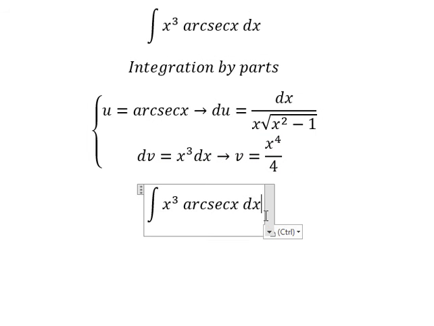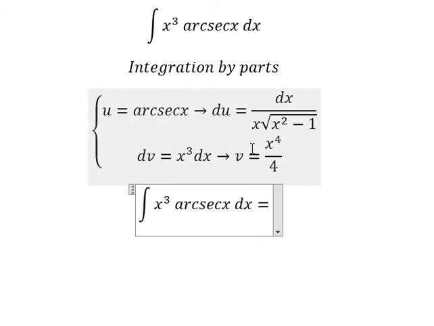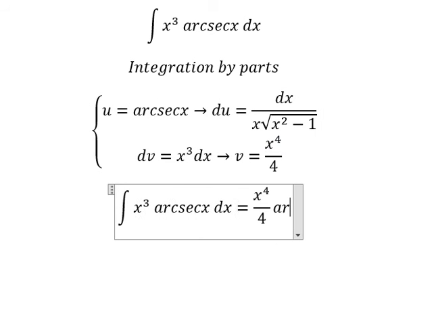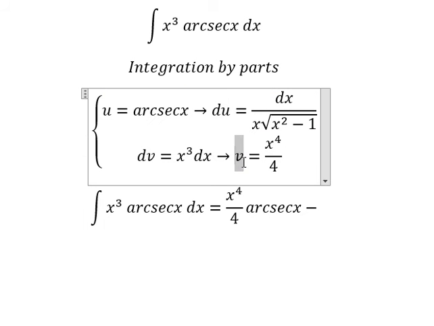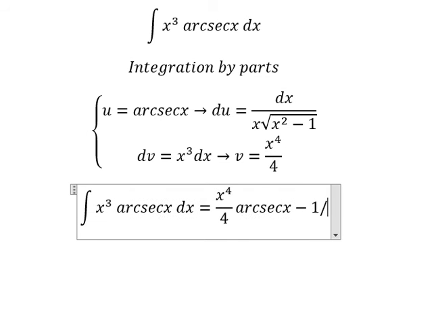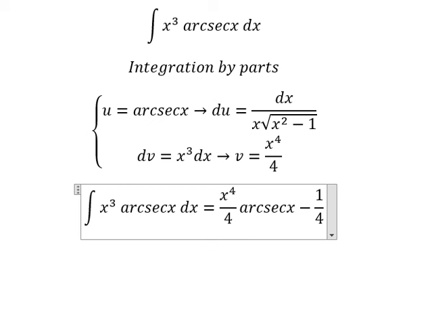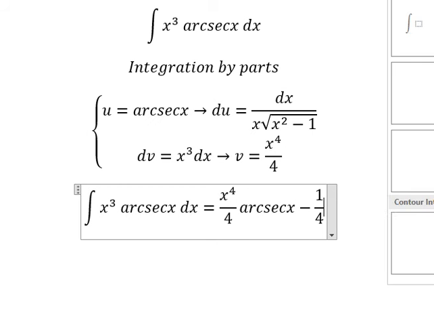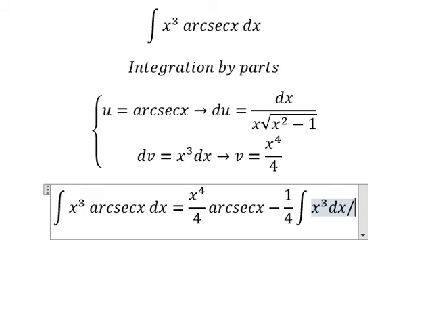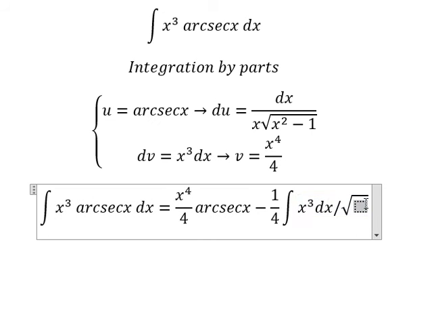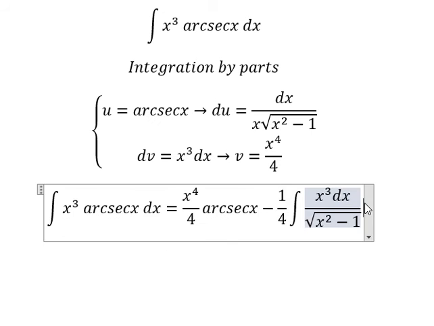So we have u multiplied by v, minus the integral of v du. So that's it about this one, simplified with s, and we have 1 over 4, and we have the integration of s to the power of 3 ds over the square root of s squared minus 1.